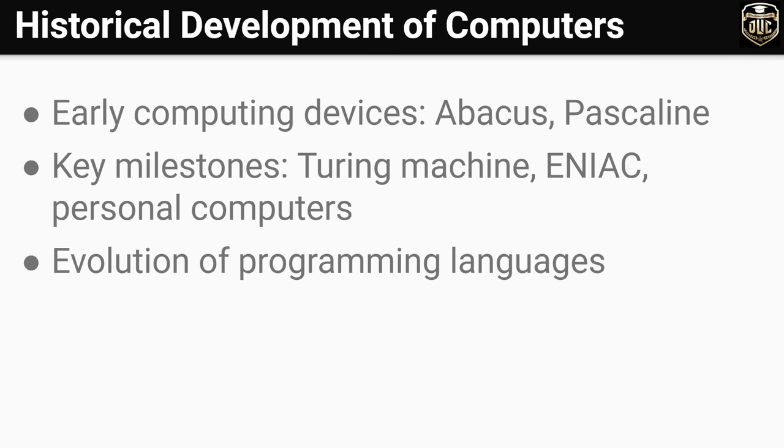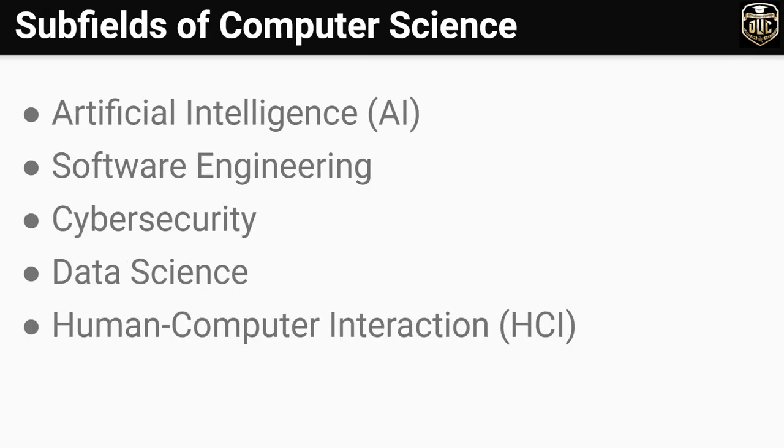The 1940s and 50s saw the advent of the first electronic computers, such as the ENIAC. The development of personal computers in the 1970s and 80s revolutionized how we interact with technology. Alongside hardware advancements, programming languages have evolved from machine code to high-level languages like Python and Java.